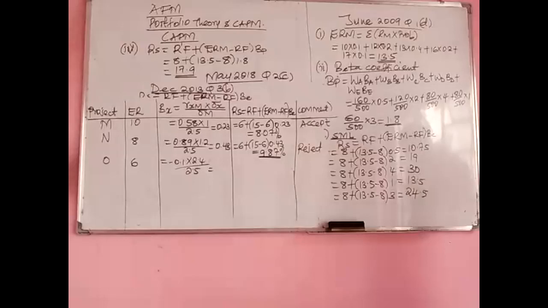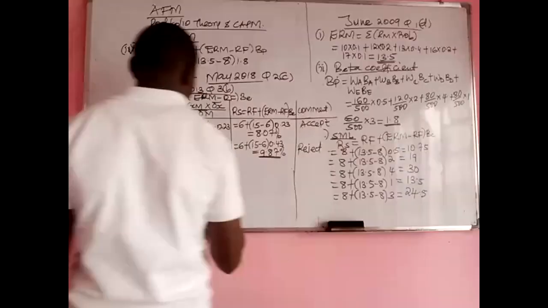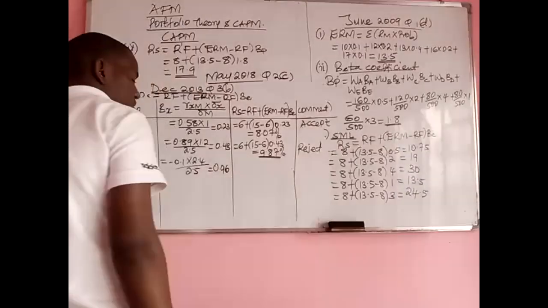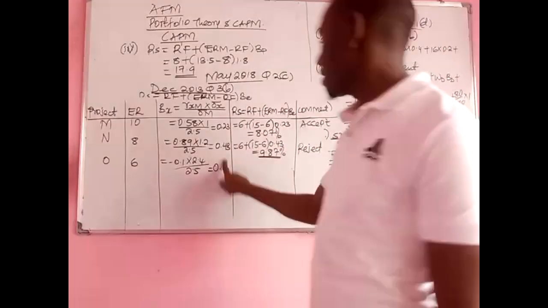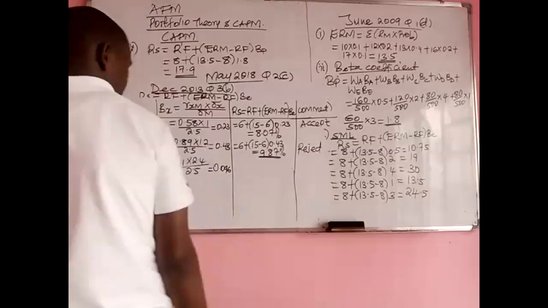0.096. The correlation coefficient I've been ignoring, because mainly we say the correlation coefficient can be positive or negative. If negative, we say that the securities are negatively correlated. However, in that case, you just have to ignore the negative. So this will be 6 plus 15 minus 6 multiplied by 0.096.